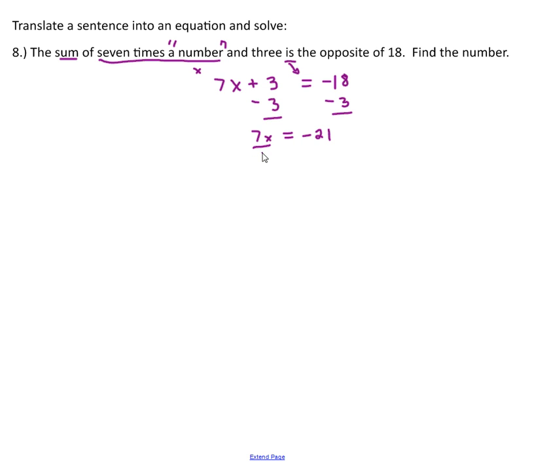So now we divide both sides by 7. We get x equals negative 3 is the number for which 7 times that number and 3 would be the opposite of 18. That's what we were after, and so we're done.